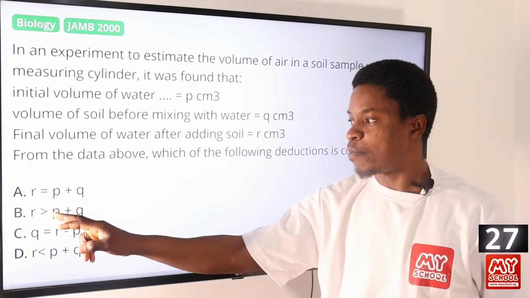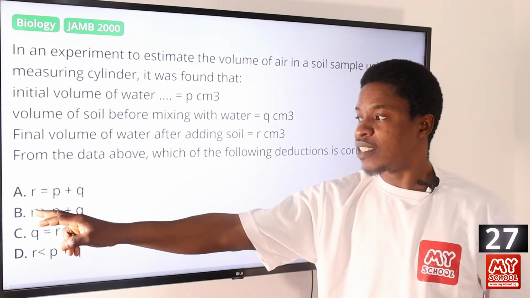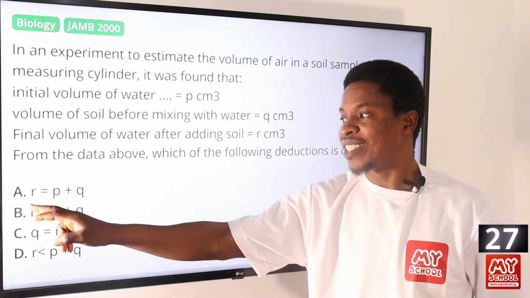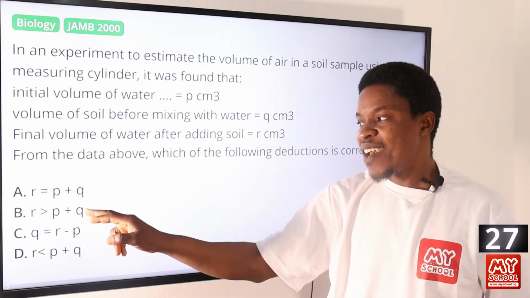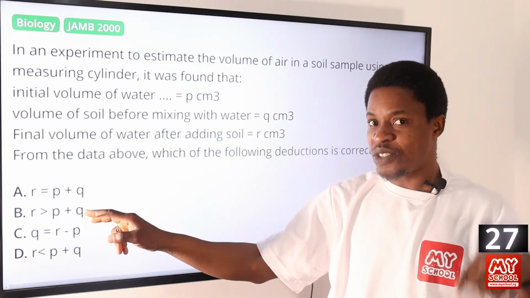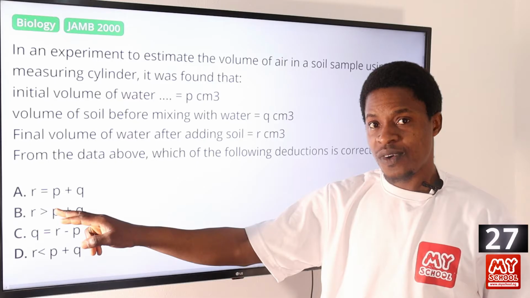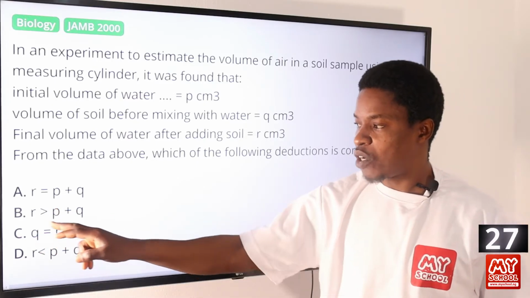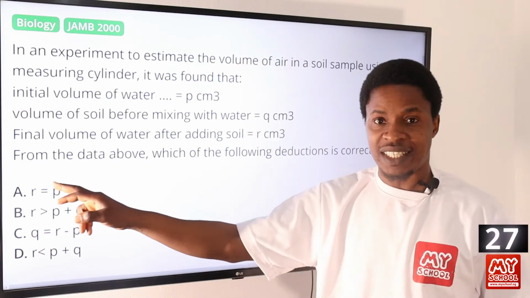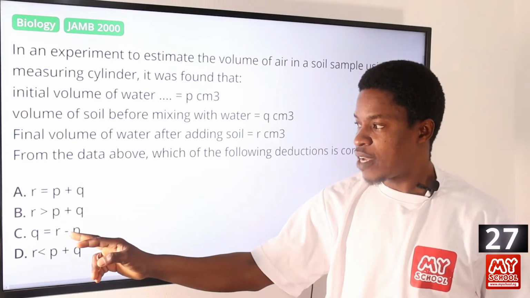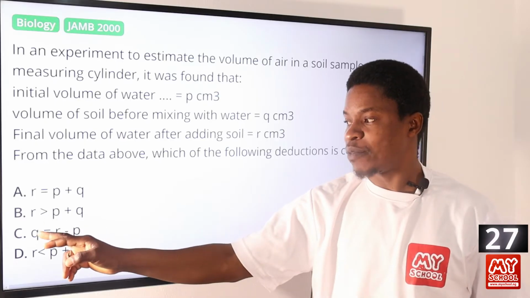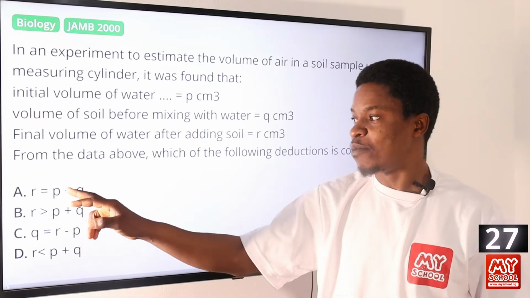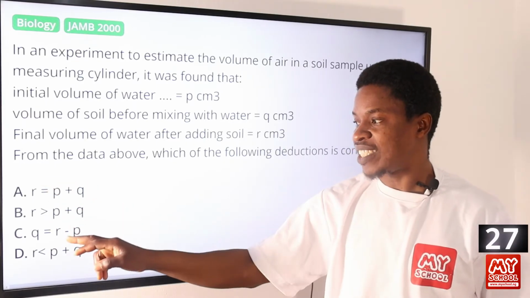Now, R is greater than P plus Q. R, that's the weight or the volume of the mixture, is saying that the mixture is greater than when the air was still present inside the soil and then the water. No, it cannot be, okay? For this, we have Q equals R minus P. Of course, Q equals R minus P is the same as this, okay? If you move this minus P to this side, P plus Q equals R, which is also the same thing as this. So nothing has changed. It was only moved this other way. So this and this are the same, okay?